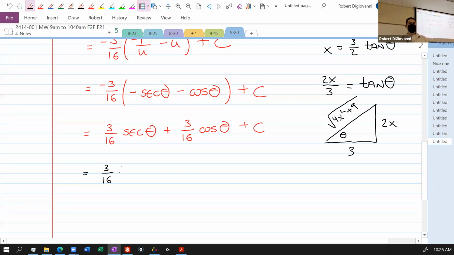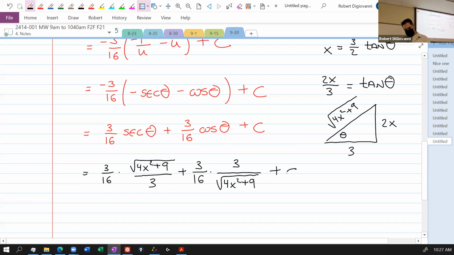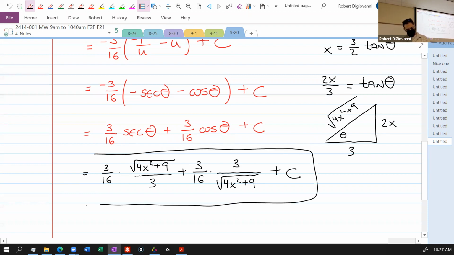Secant, reciprocal of cosine, right? That's what that is. So that's the hypotenuse over the adjacent. And then plus 3 over 16. And now cosine, which is the adjacent over the hypotenuse. Plus c. We're done. We can maybe clean up a little more. These 3's cancel. And those 3's multiply to be a 9. But for the most part, we're there.